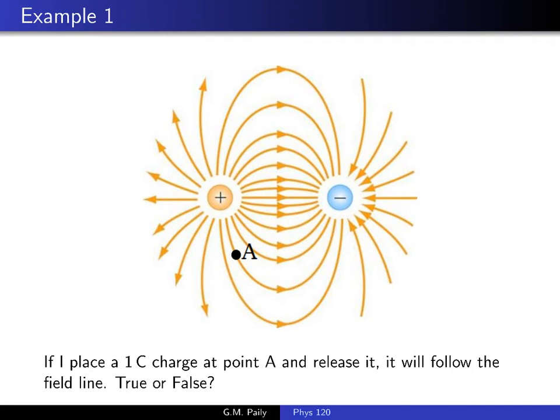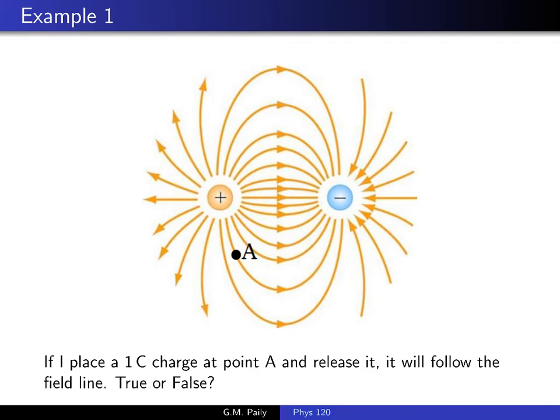Let us consider this question. If I place a 1 coulomb charge in the field of a dipole at point A and release it from rest, it will follow this field line and eventually reach the negative charge. Is that true or false? Pause for a moment and consider. The answer is, the statement is false.